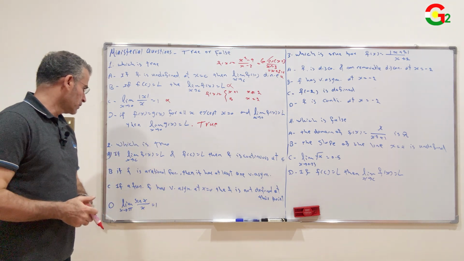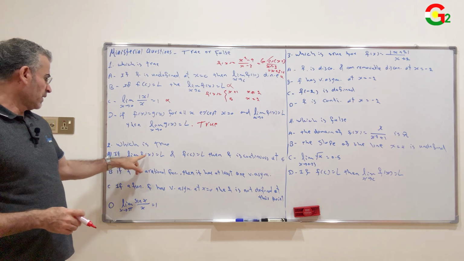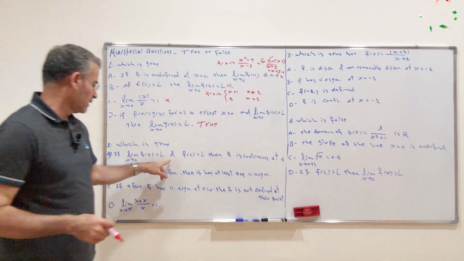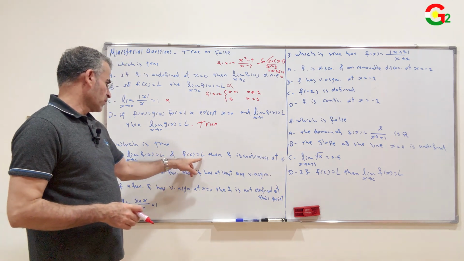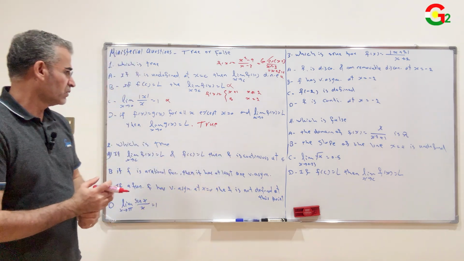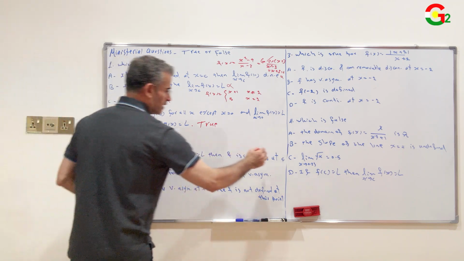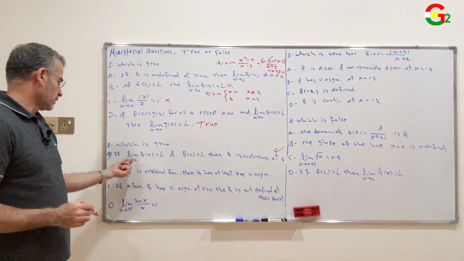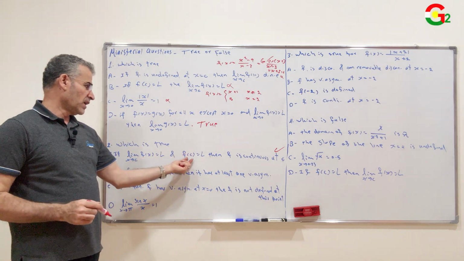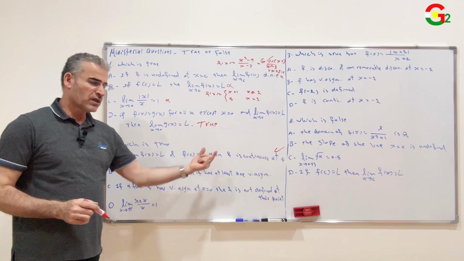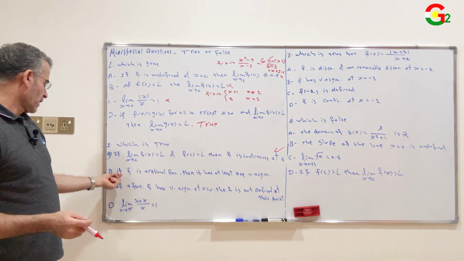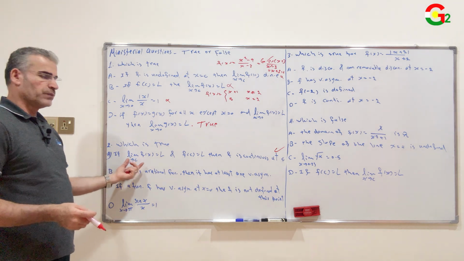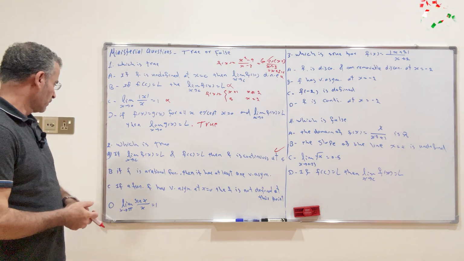Number 2, which is true? If the limit of f of x equals L when x approaches c and f of c equals L, then f is continuous at c. This statement is true. If the value of the function at c is L and the limit also is L, then the function is continuous. The statement matches the condition of continuity.